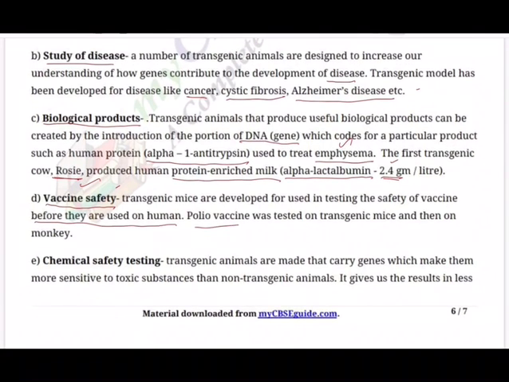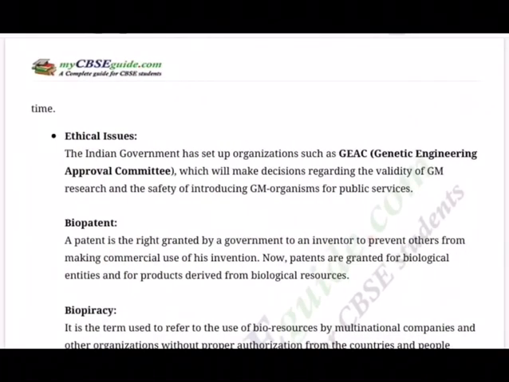And next one, chemical safety testing. This is known as toxicity or safety testing. Chemical safety is toxicity testing. The procedure is the same as that used for testing toxicity of drugs. Transgenic animals are made which carry genes that make them more sensitive to toxic substances than non-transgenic animals. They are then exposed to toxic substances and the effects are studied in detail. So, for toxicity testing also, transgenic animals are being produced.